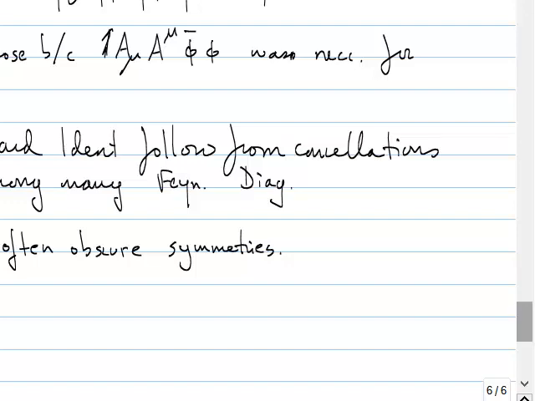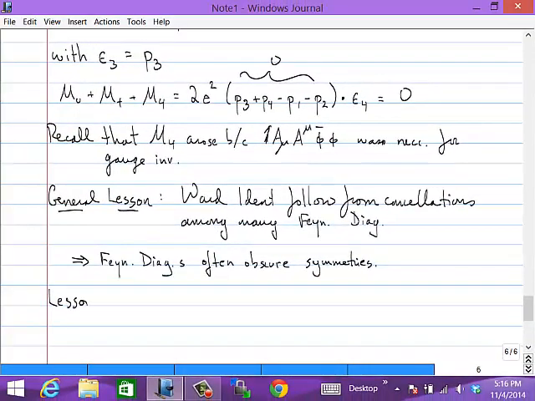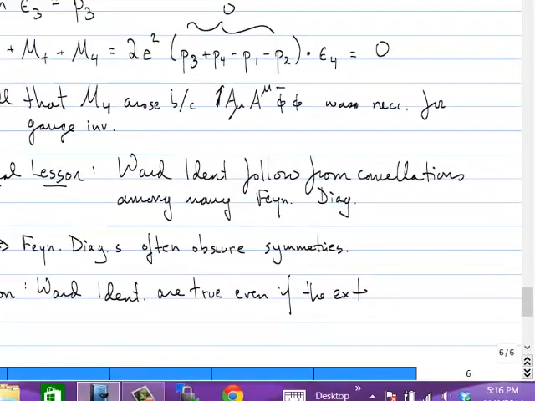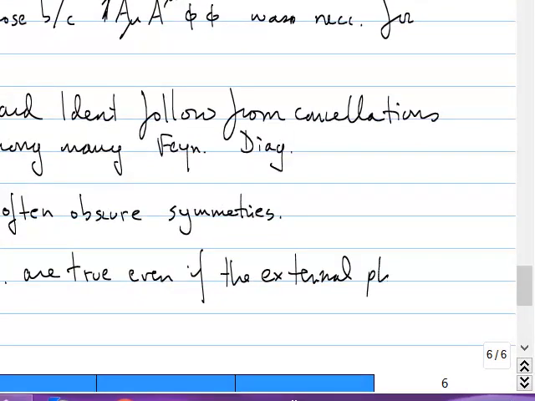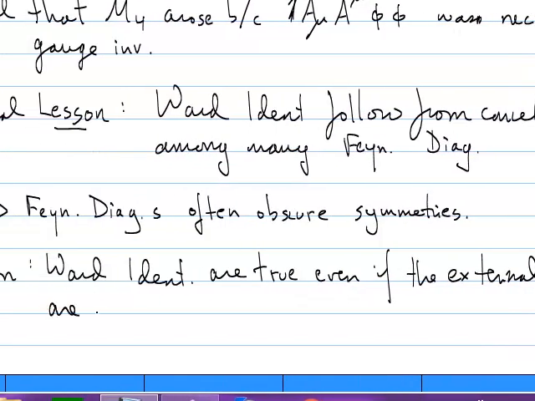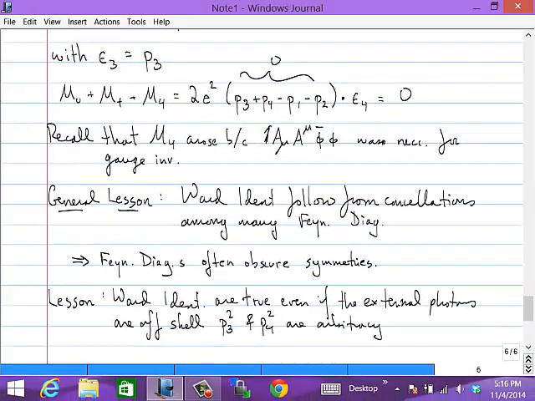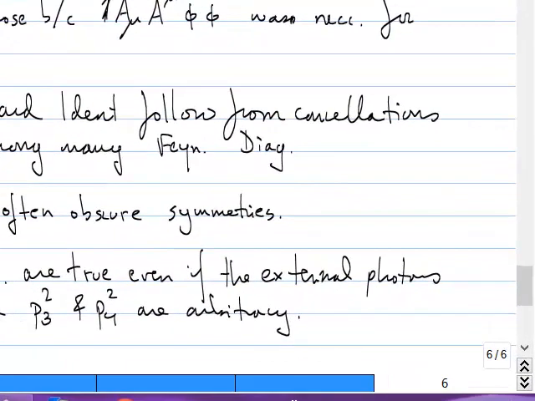Okay. We also learned another general lesson, which is that Ward identities are true even if the external photons are off shell. So that P3 squared and P4 squared are arbitrary. And in particular, I had to make no assumption about, say, epsilon 4.